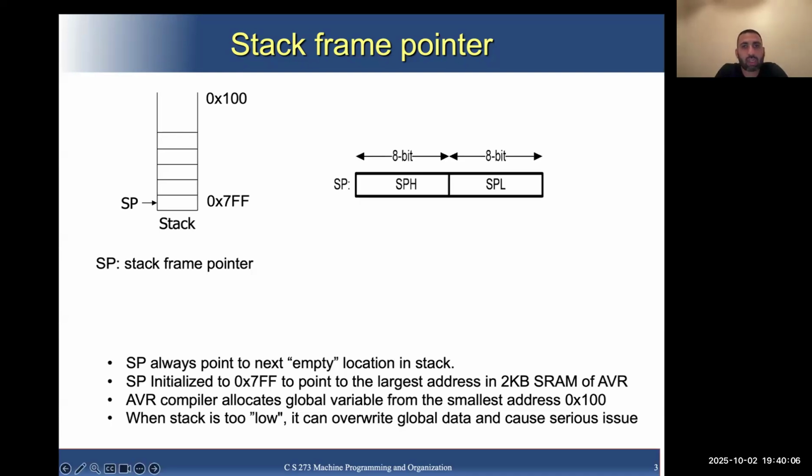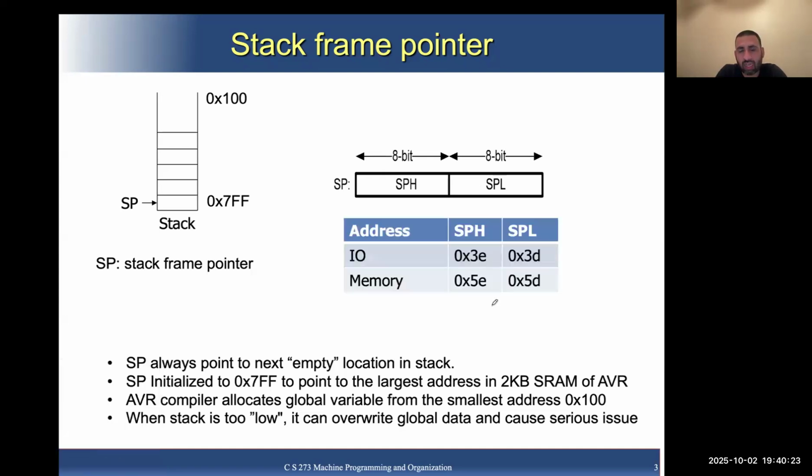So the stack pointer here is basically a 16-bit register, and it consists of two 8-bit registers, stack pointer low and stack pointer high. And this is the address of these two registers, SPL and SPH. In the IO address range, they have the addresses 0x3D and 0x3E, but in the overall data memory, the addresses are 0x5D and 0x5E.